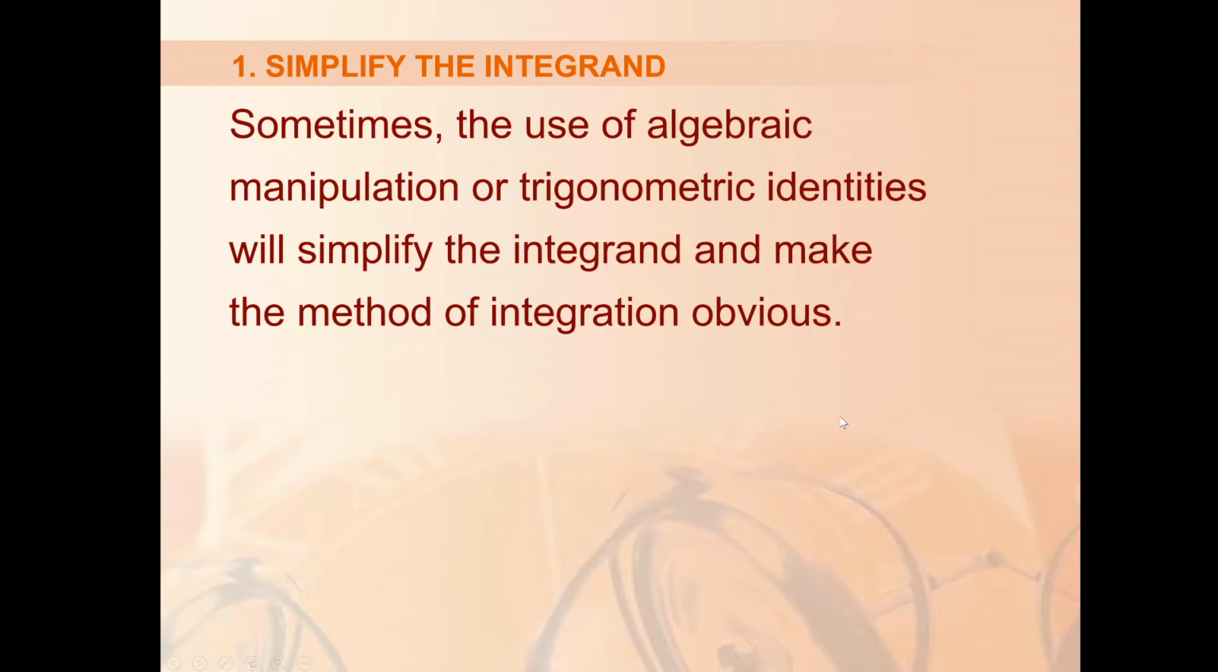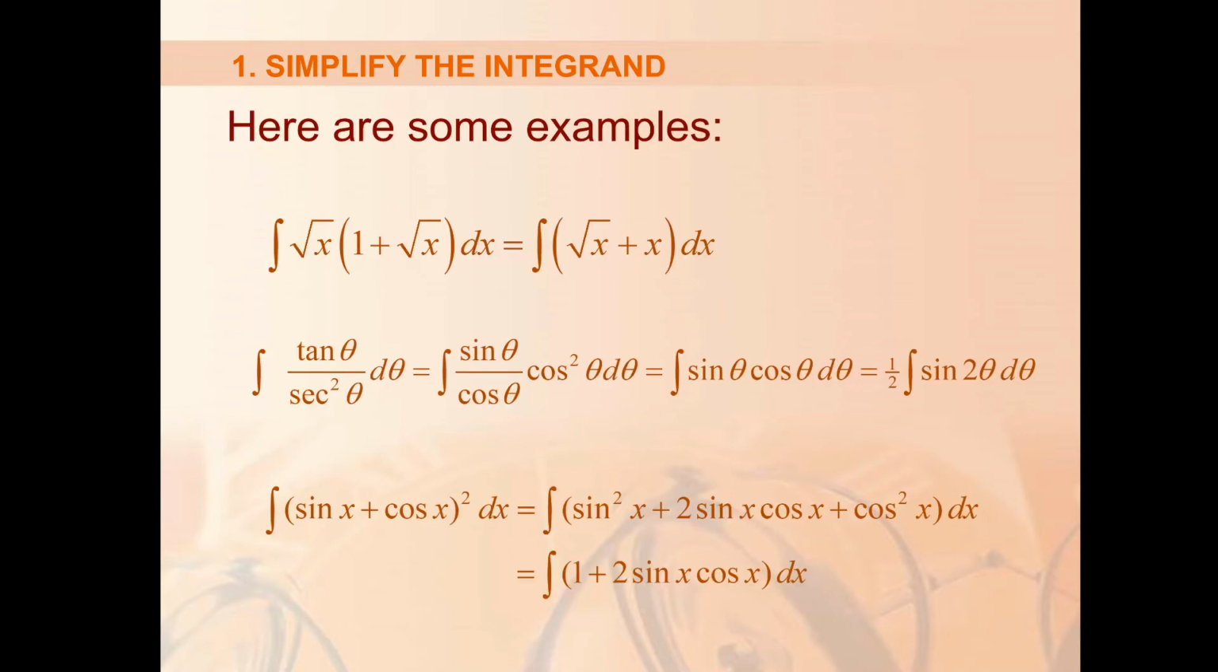So simplify the integrand. That's always the first thing you want to try. Sometimes the use of algebraic manipulation or trigonometric identity will simplify the integrand and make the method of integration obvious. So something like this: the integral of square root of x times the quantity 1 plus root x dx. You can always distribute, and then once you distribute, you can integrate each term individually.